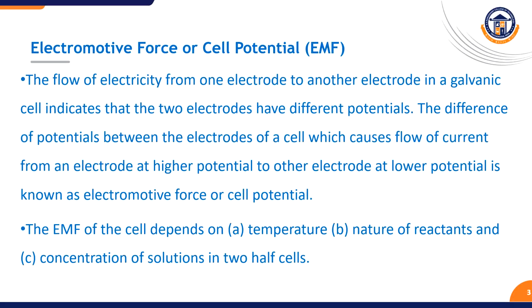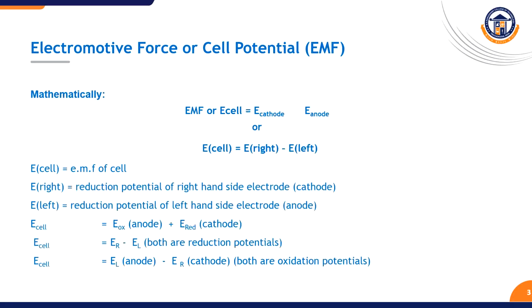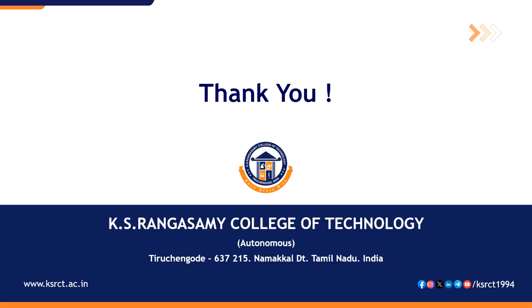That is the electromotive force, which depends upon the temperature, the nature of the reactants, and the concentration of the ions in solution. So mathematically, E cell is equal to E cathode plus E anode, or we can write it as E right minus E left.